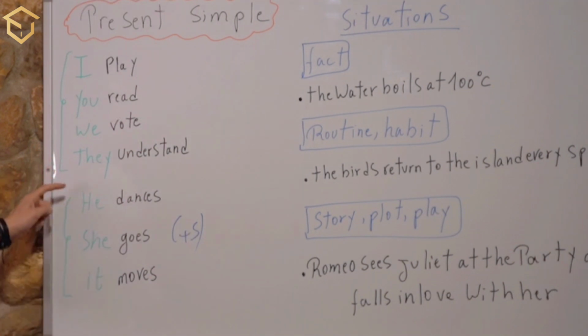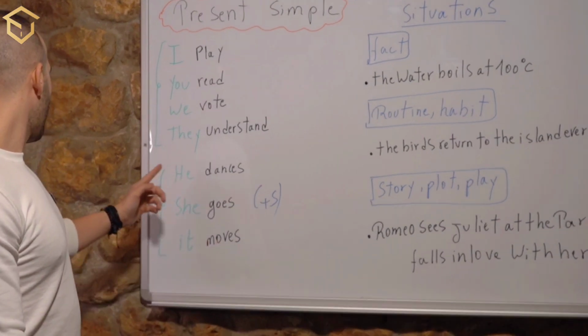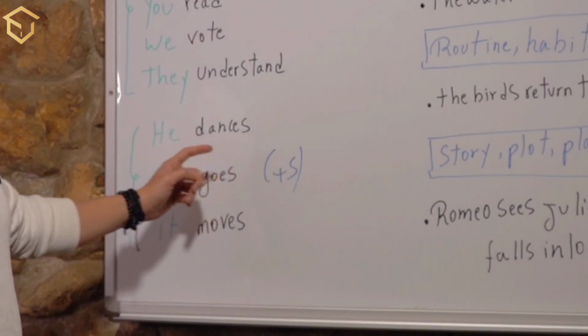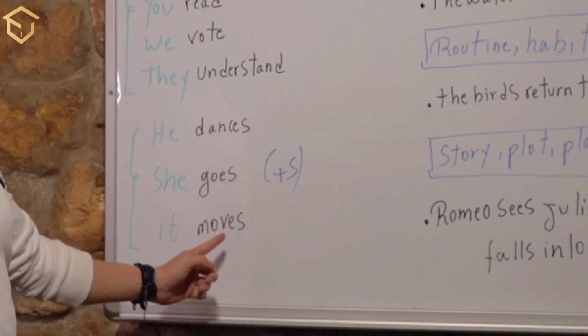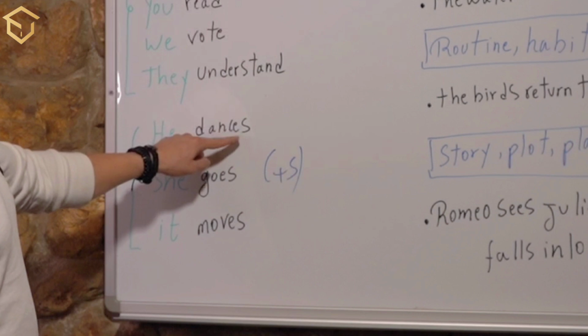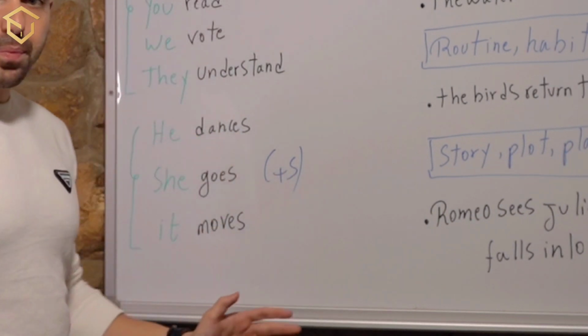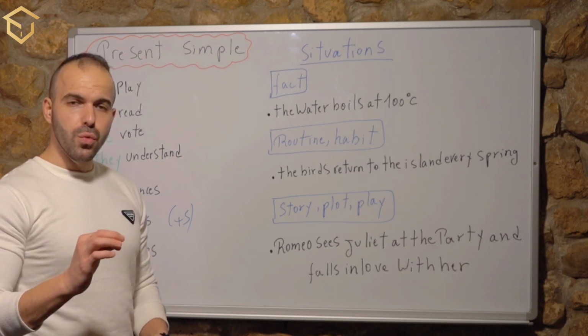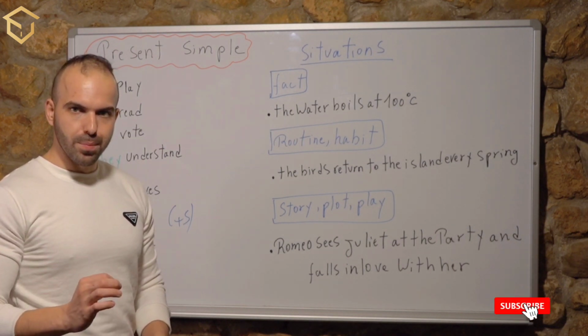But with he, she, and it, we add an extra s to the verb. For instance, he dances, she goes, it moves. As you can see, we have an extra s with every one of these subject pronouns. Now, let's move to the situations where we use the present simple form.